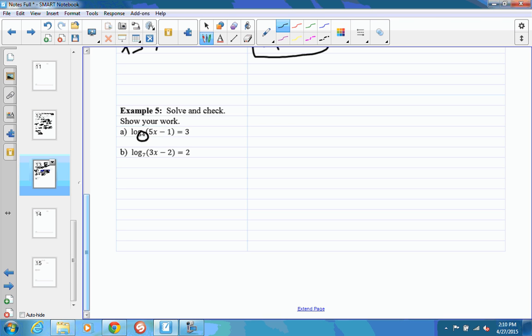Log base 4 raised to the 3rd power equals 5x minus 1. Can I just rewrite this as an exponent? So what's my base? 4 raised to what power? 3rd equals what? 5x minus 1. And now, 4 to the 3rd is what? 64. Plus 1 is? 65. And then divided by 5 is a little tougher. It's what? 13. So x equals 13.